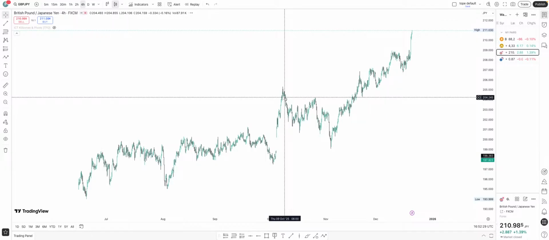Before I go into the structure right here, this is a double structure. That is our point of interest number one.